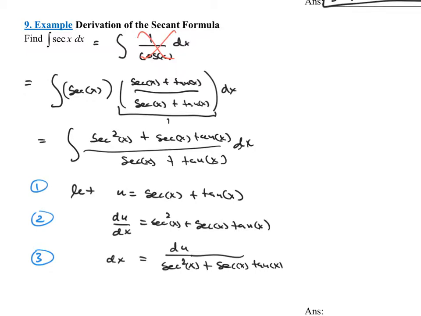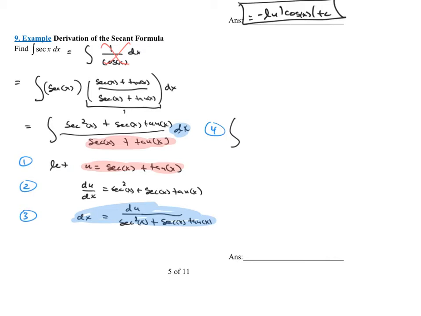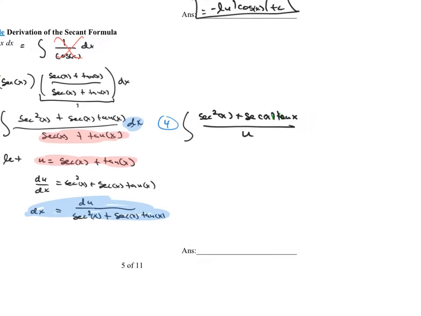All right, so what do we do now? We have our dx that we need to substitute in for, and we have our u that we need to substitute in for. So step 4 is to rewrite that integral. So I have the integral of secant squared of x plus secant x tangent x, all over u, and then instead of dx, we have du over secant squared of x plus secant x tangent x.